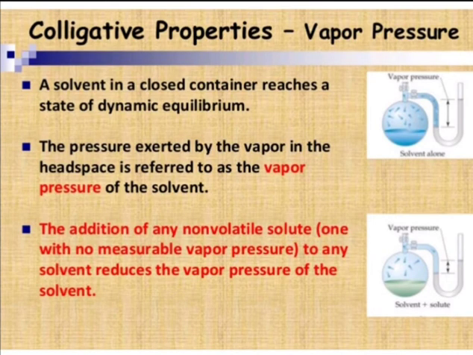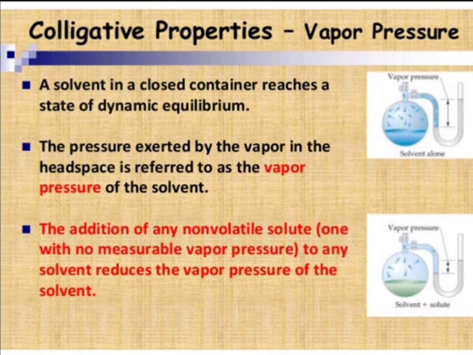So take a solvent in a closed container and the equilibrium condition is observed there. So the pressure exerted by the vapor in the head space is referred to as the vapor pressure of the solvent. So consider this is a closed container and here liquid is taken, and when we provide either heat or anything, the liquid will convert into the vapor, and this vapor in the head space is referred to as the vapor pressure of the solvent.